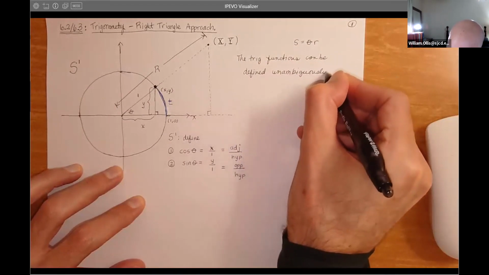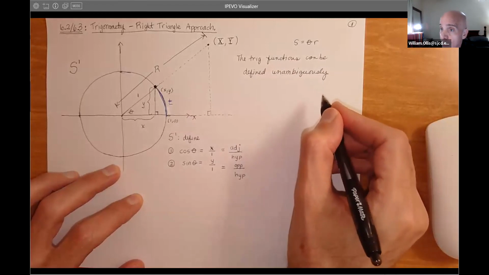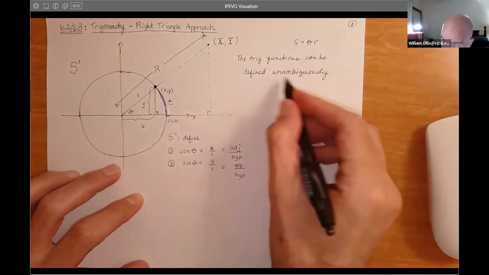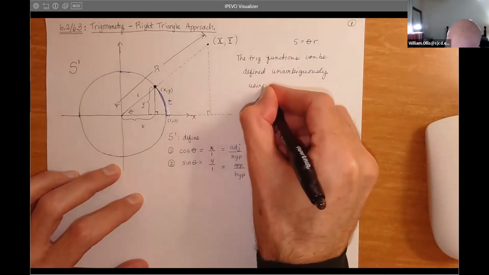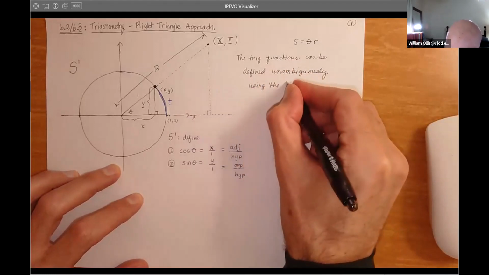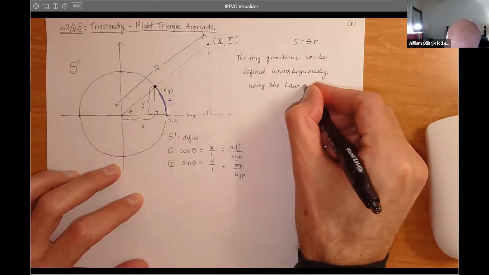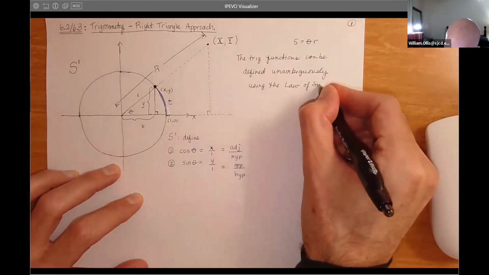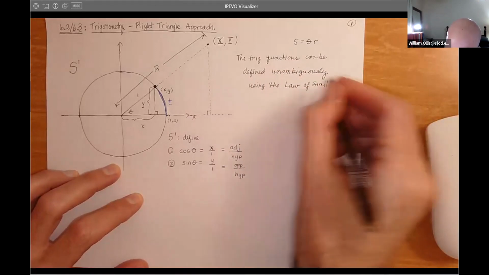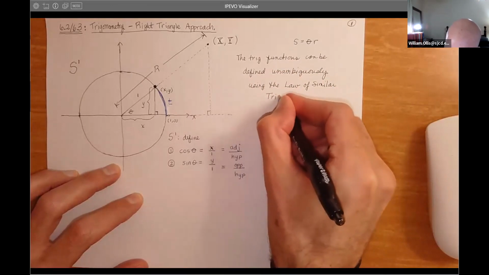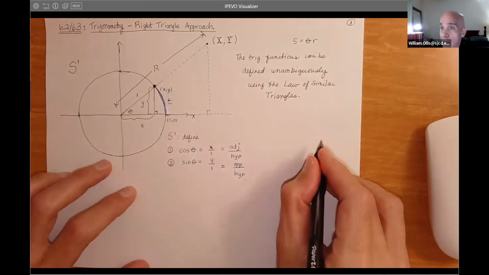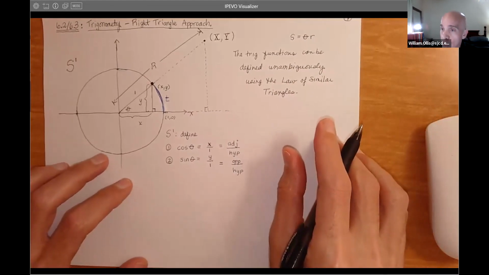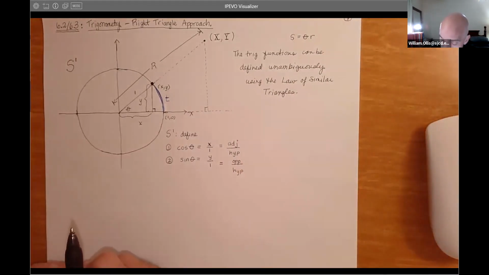That's a fancy word. That just means that it will be clear, can be defined unambiguously using the law of similar triangles. And this theorem is not easy to prove. The law of similar triangles. I did it one time in an honors section, and they said, "Professor Ron, this is hard." I said, "Yeah, it was. It was difficult, but you should research that. It's a beautiful result. We depend on it."